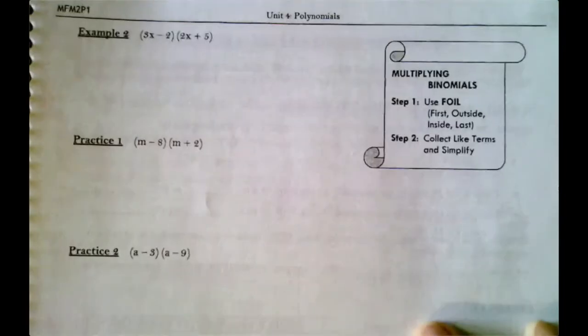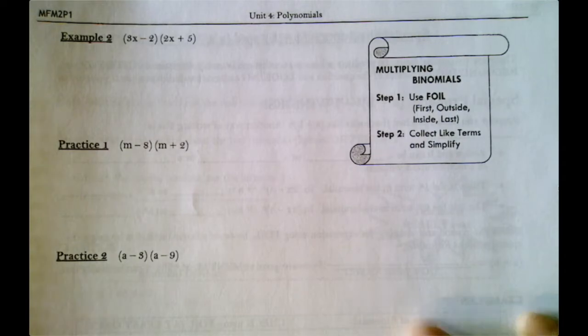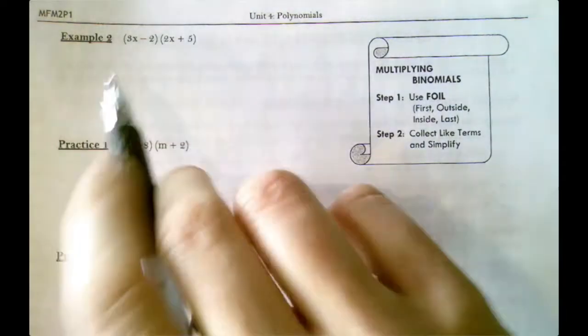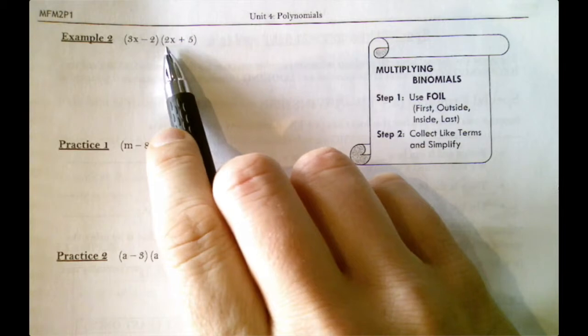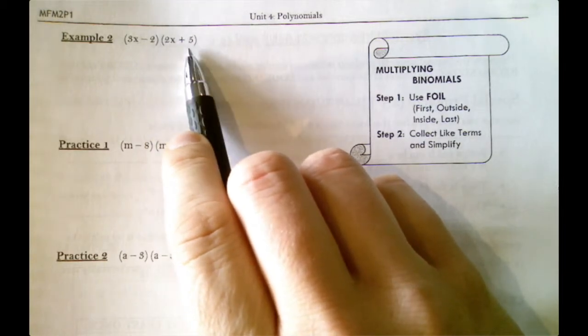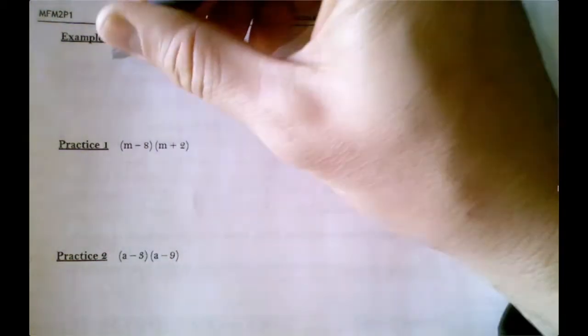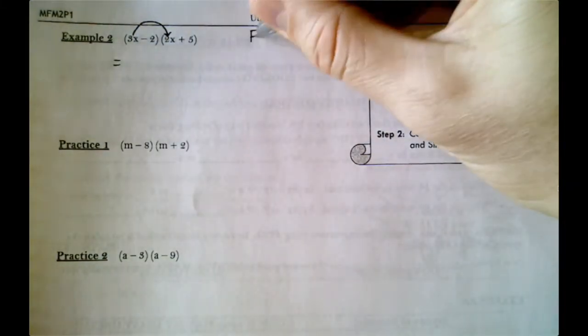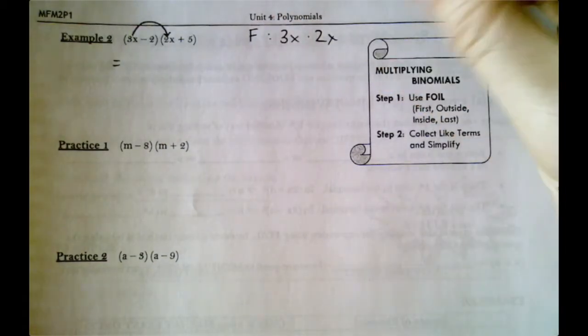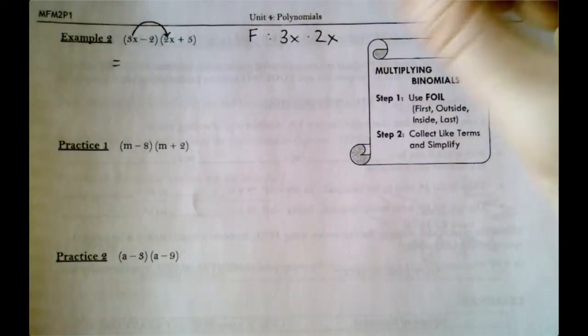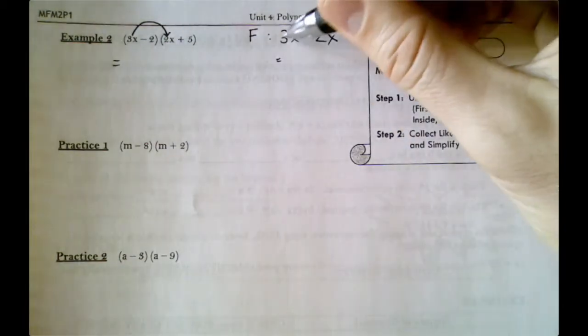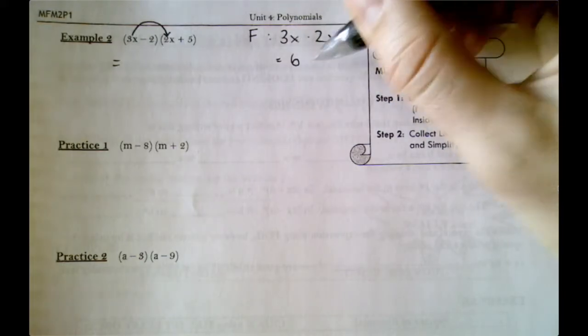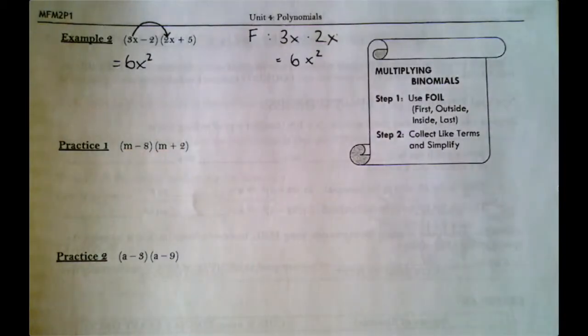We're going to do one more FOIL example, and I'm going to leave you 2 to practice. We've got 3x minus 2 and 2x plus 5. So we're going to FOIL. The F step is the 3x times 2x. Well, when you're multiplying two terms that both have both numbers and letters, 3 times 2 is 6, and x times x is x squared. So first part is 6x squared.